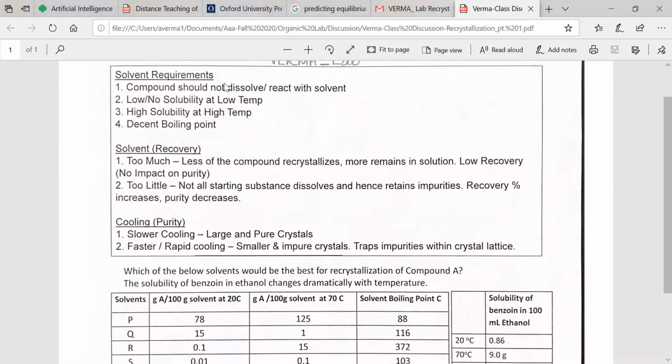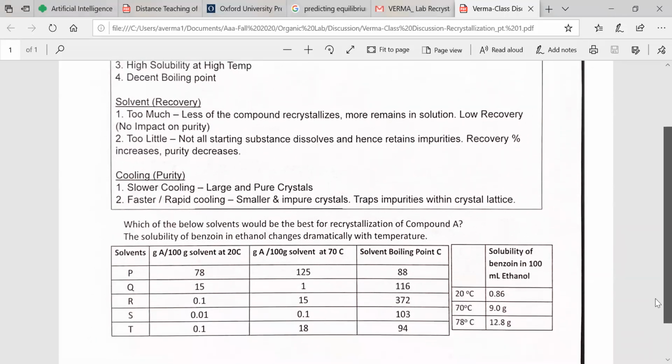Moreover, that solvent should have a decent boiling point, which can range anywhere between 60 degrees to about 150 degrees Celsius.